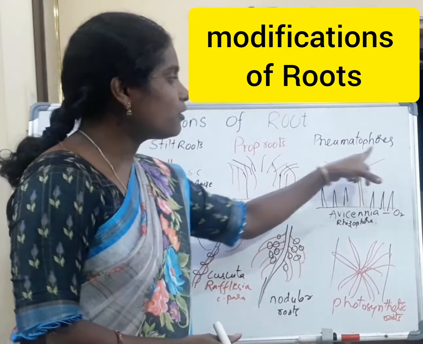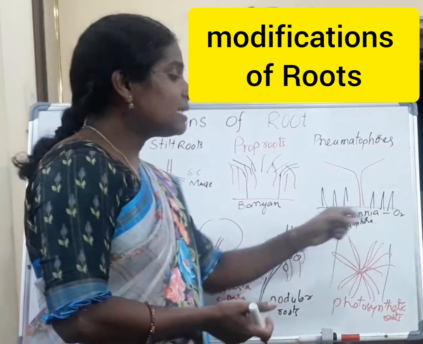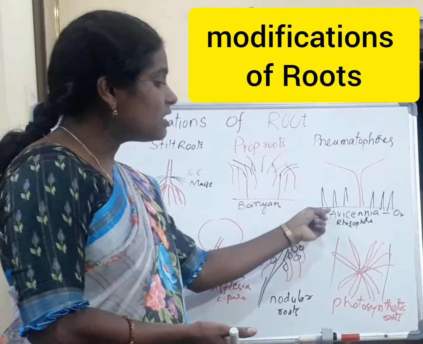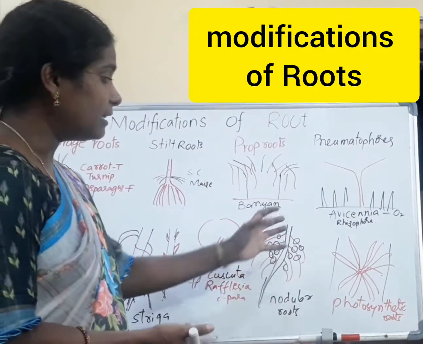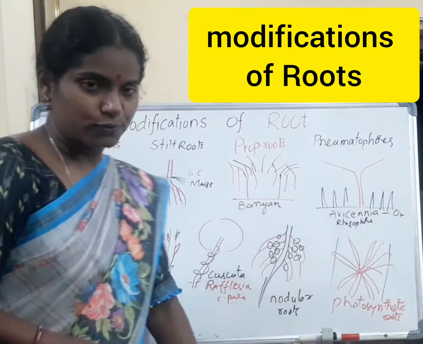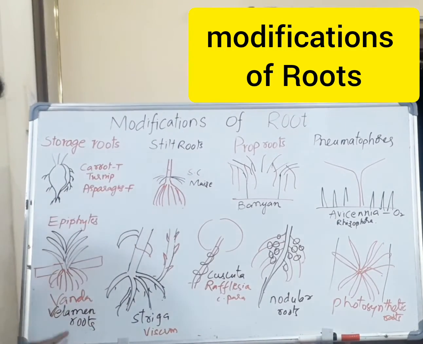And coming to the pneumatophores, like Avicennia and Rhizophora, as they have the problem of getting oxygen, some of the roots protrude out of the soil and absorb oxygen from the atmosphere, called pneumatophores or aerial roots. And next, coming to the velamen roots.